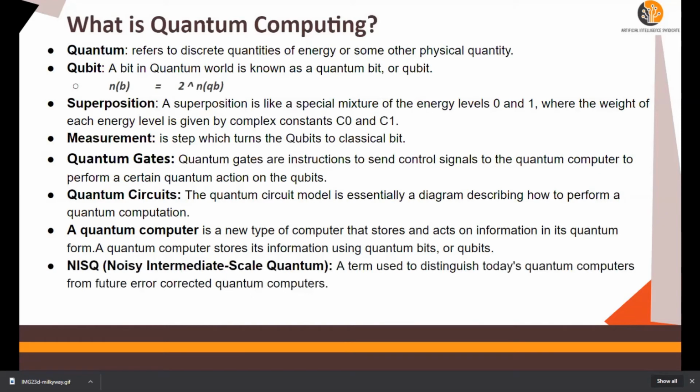NISQ is an era. Today's scientists are very smart, smarter than the scientists earlier, arguably. So they defined this initiation, the embryonic phase of the quantum computing era, as the NISQ era, which is noisy intermediate scale quantum. It is going to distinguish the future error-corrected quantum computers, and therefore the era is known as the NISQ era.